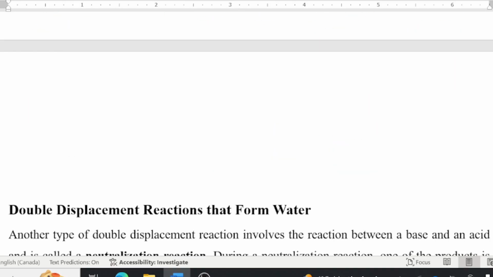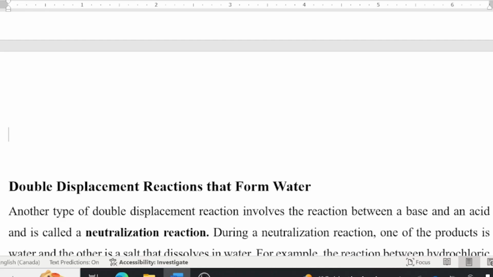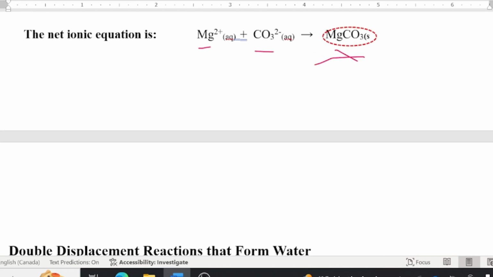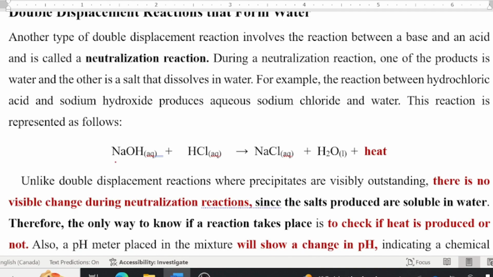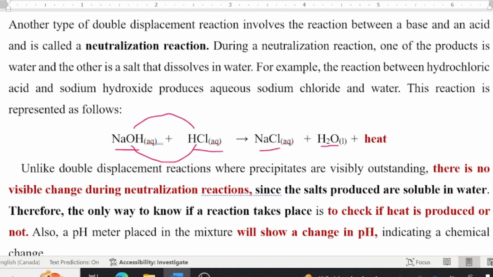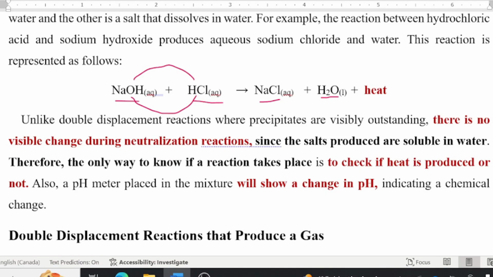Now you have some reactions here where water is formed. You do not get a precipitate, but water is produced. And this happens in a neutralization reaction. Here you're getting a base reacting with an acid, and this is what happens here. All right? This is how the exchange takes place. So you end up with sodium chloride and water. The hydrogen ions and the OH ion will form a bond there, and you get water. So water is being formed here.